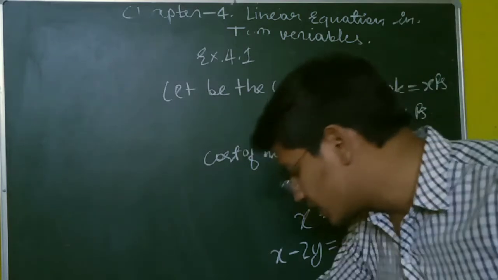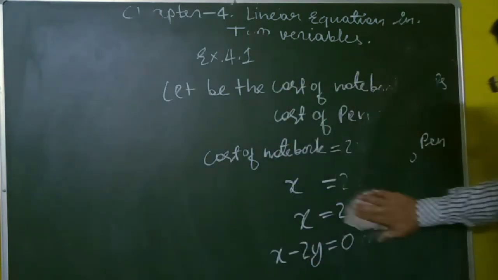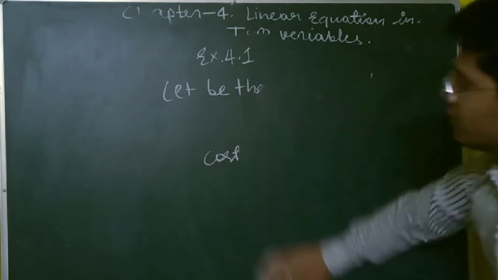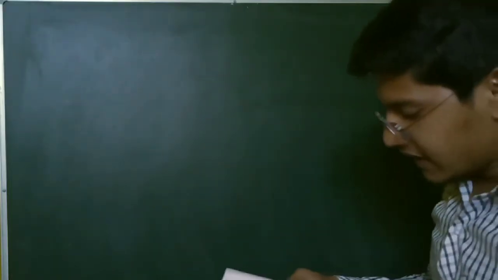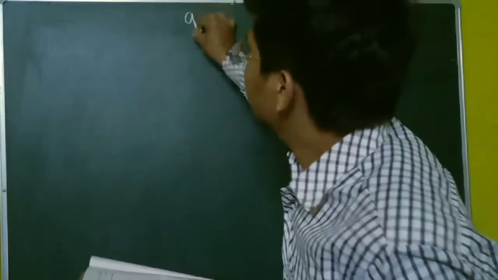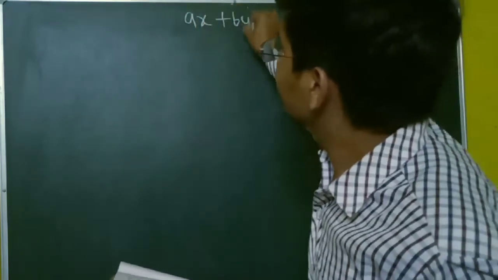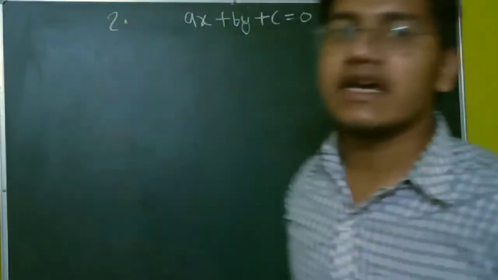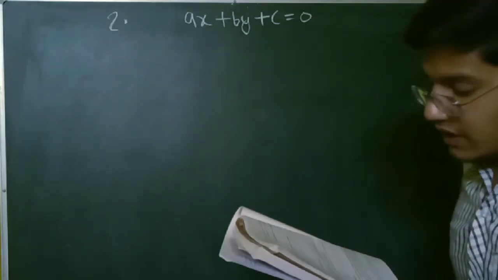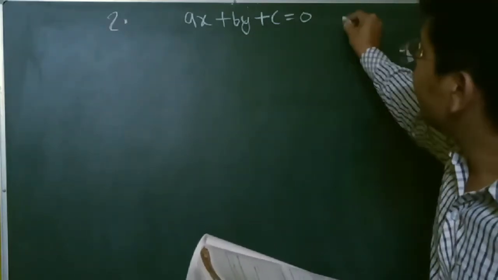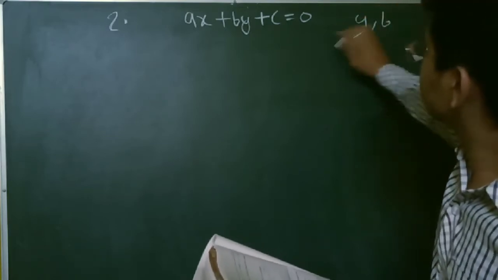Now we are moving towards our second question. In the second question they are asking, express the following linear equations in the form of ax plus by plus c equals 0. We have to represent the linear equation in the form ax plus by plus c equals 0 and indicate the values of a, b and c.